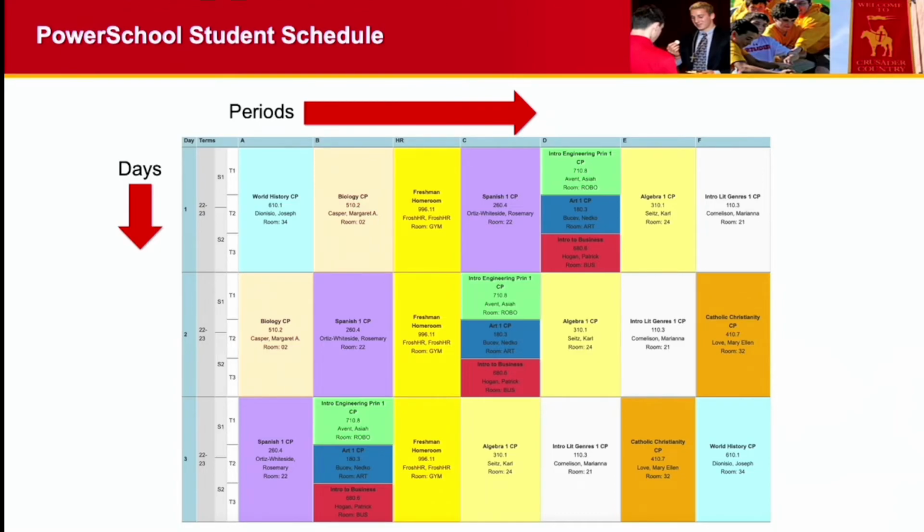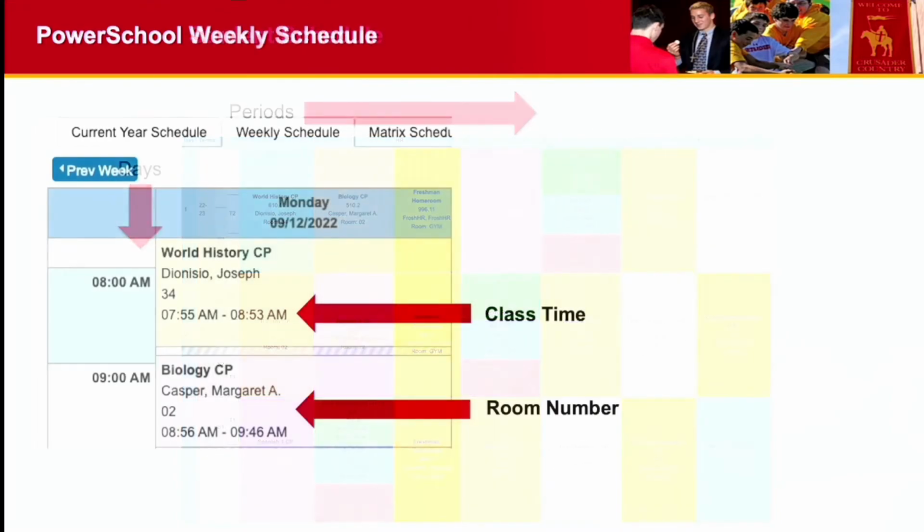What the nice part about PowerSchool that I think makes all of this easier is looking at the weekly schedule, because each week, PowerSchool will automatically populate a schedule based on your classes and based on the calendar day. So on Monday, the first day of class, September 12th, this student will, at 7:55, the first class is world history. That goes to 8:53. And then the student would then go to room 2 for biology, which is 8:56 to 9:46. Okay, so the class time and the room number are on the weekly schedule.